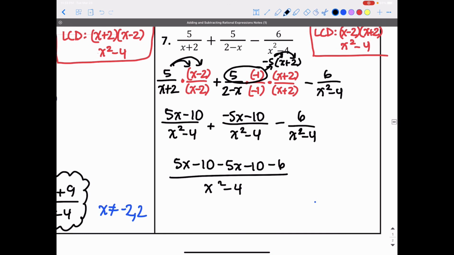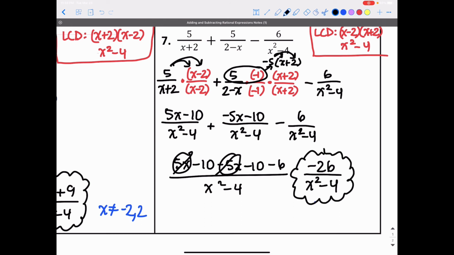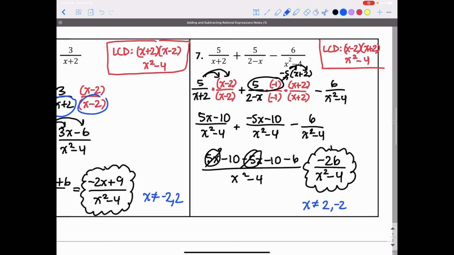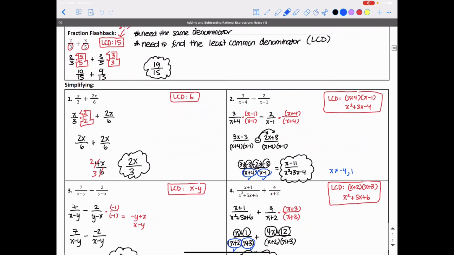The 5x's cancel each other out. Negative 10 plus negative 10 is negative 20. Negative 20 minus 6 is negative 26. That's negative 26 over x squared minus 4. The top and bottom don't share anything in common, so I can leave this as my answer. This is the simplest form. And the only thing in the denominator was x minus 2 and x plus 2, so x cannot be equal to 2 or negative 2, again. And that's rational expressions, adding and subtracting.